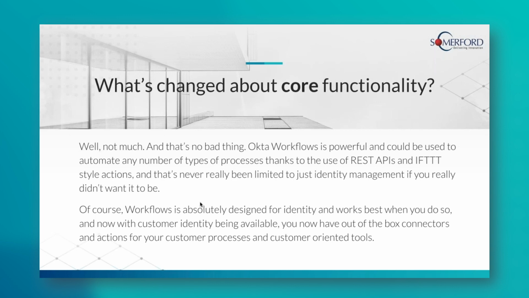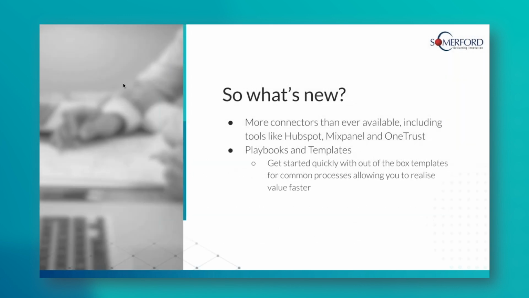So what's actually new? As I say, there are more connectors now available than ever. For tools like HubSpot, Mixpanel, and OneTrust, these might be platforms you use for your customer identity, so they're now available too. Obviously, custom actions are now available. Things like when a user registers or a user logs in, those sorts of actions are available in Okta Workflows now. So you can start using it more for your customer identity.